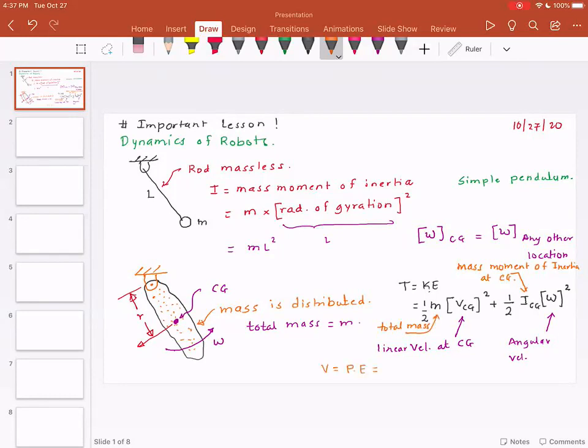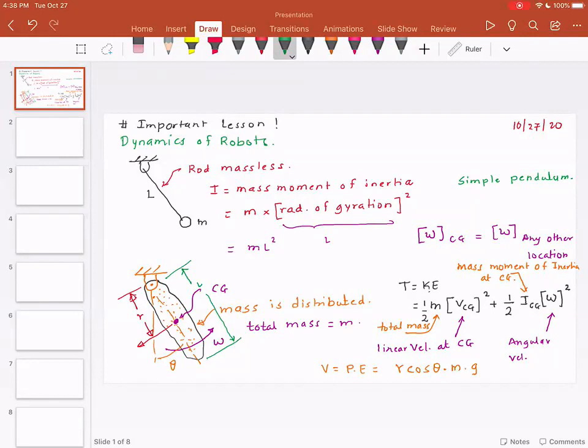Then we have something called the potential energy, which is V. Whenever we find out the potential energy, we are going to find it with respect to the center of gravity. So for example, in this case, if this angle is theta, potential energy is going to be R cosine theta times M times G. It's not going to be the total length. Say the total length of this irregular object may be L. But this L does not come into the picture whenever we try to derive the kinetic energy or the potential energy. This is super important.